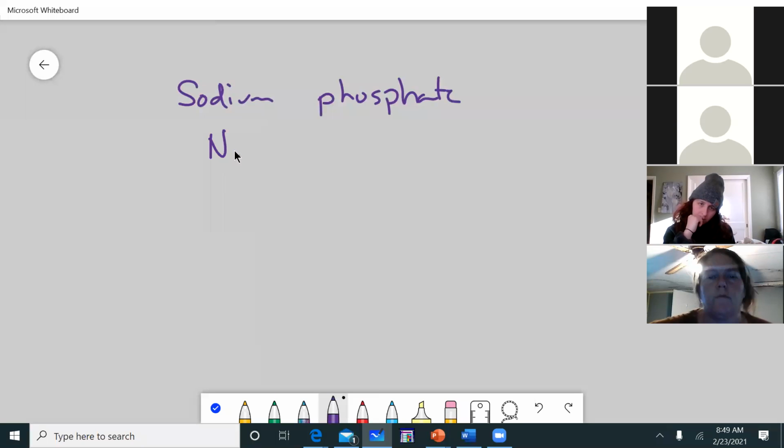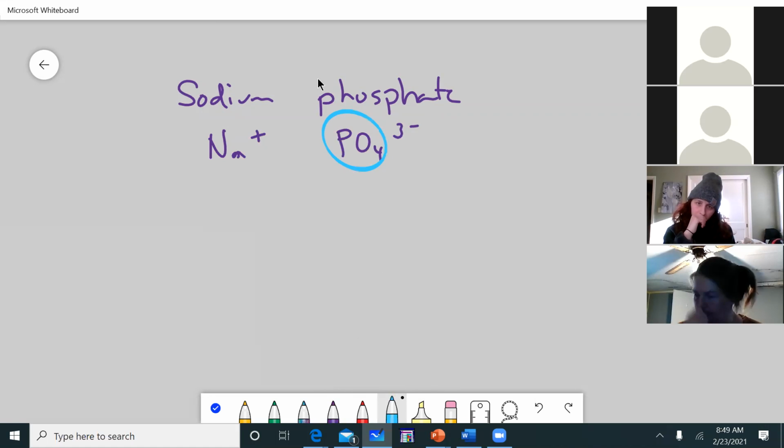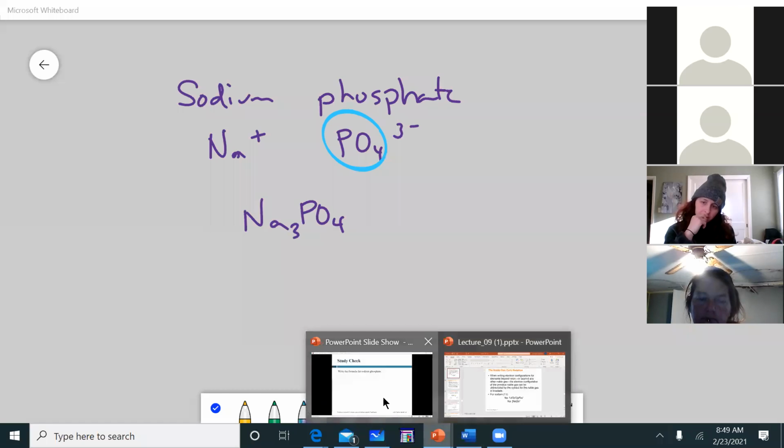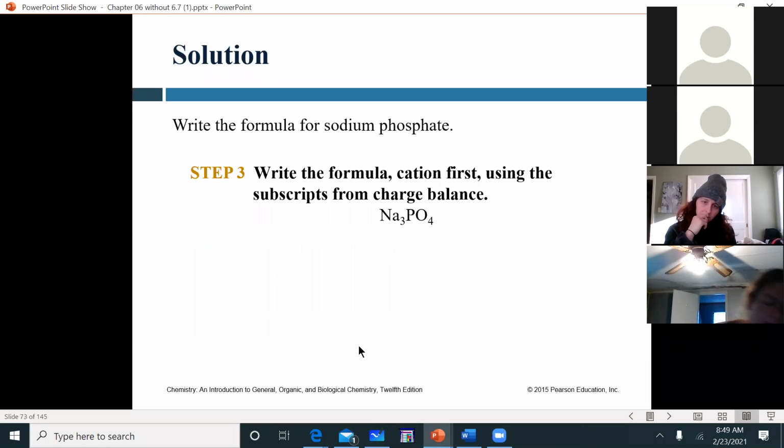So sodium is a metal with a predictable charge of +1. Phosphate is a polyatomic ion, PO4 with a 3 minus charge. I'm going to encapsulate this thing here. Flip-flop charges. So sodium gets the 3. Phosphate just gets the 1. So I don't need to use parentheses. I can just write it like this. Oh, and let's put the 3 in there too. So 3 here, 1 there. So same rules apply as what we had before.